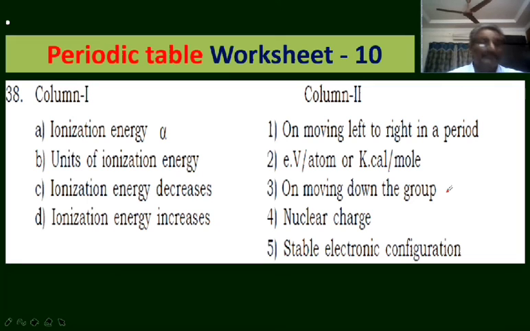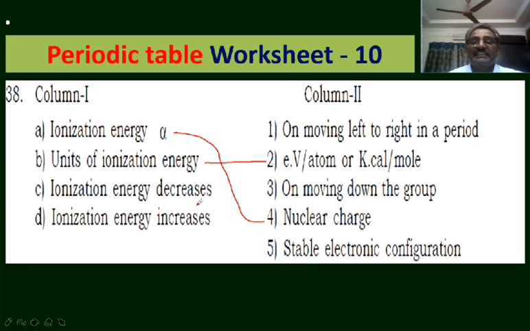Next question. This is also a matching type question. Ionization energy is proportional to dash. Ionization energy increases when the nuclear charge increases. So A is to be matched with 4. When the nuclear charge increases, the attraction of nucleus on the outer electron increases. As a result, ionization energy increases. So there is a direct proportionality between ionization energy and nuclear charge. The units of ionization energies are expressed in electron volts per atom or kilocalories per mole. So B is to be matched with 2.